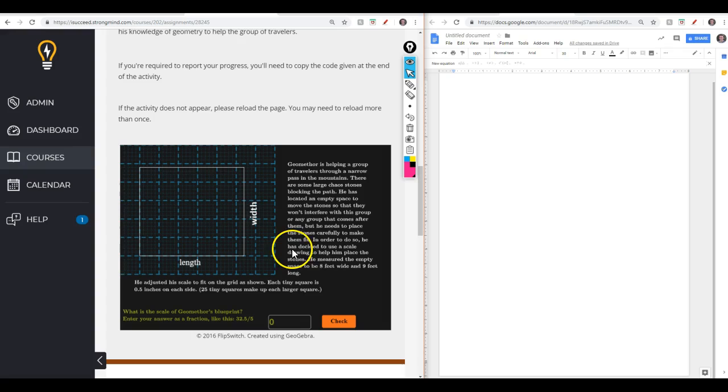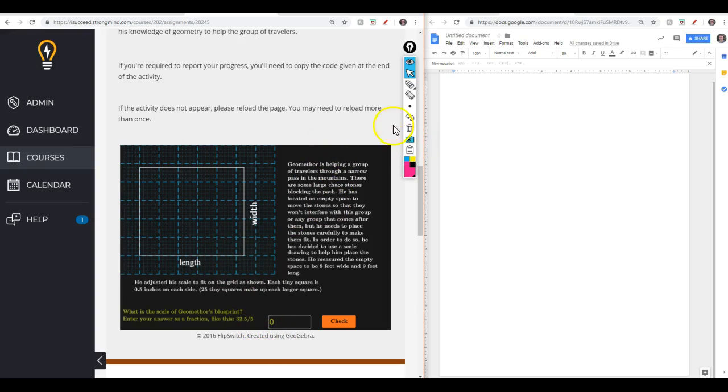In order to do so, he has decided to use a scale drawing to help him place the stones. He measured the empty space to be 8 feet wide and 9 feet long. He adjusted his scale to fit on the grid as shown. Each tiny square is 0.5 inches on each side. What is the scale of Geometer's blueprint? Enter your answer as a fraction like this, 32.5 divided by 5.